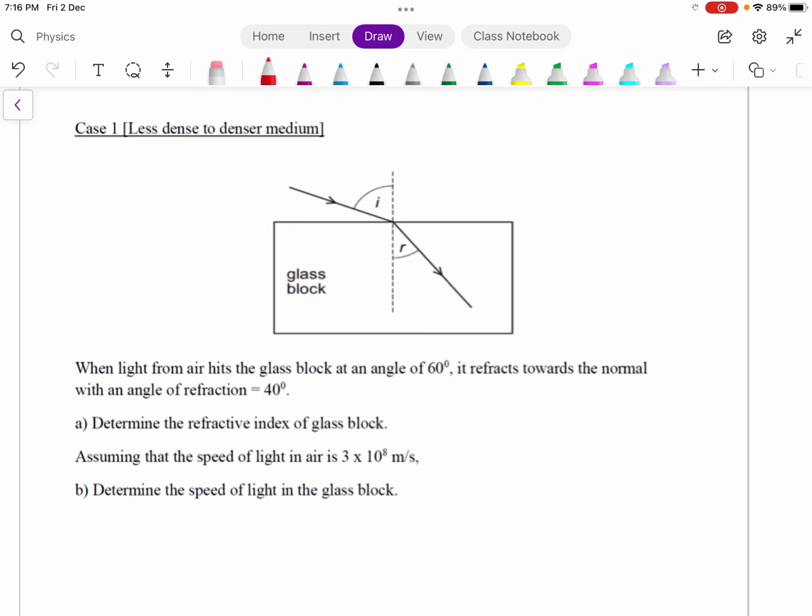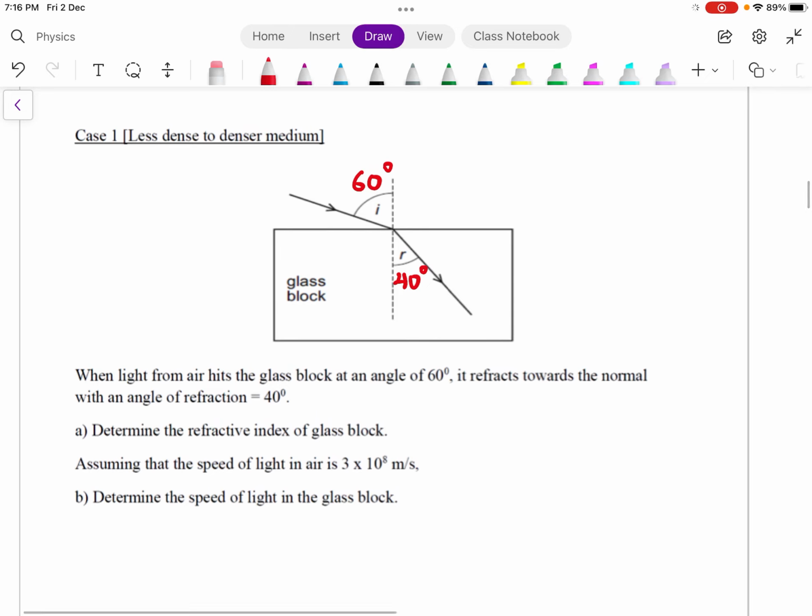Let's go through case number 1, where we have light traveling in the air and then entering the glass block. Let's see what the question wants. When light from air hits the glass block at an angle of 60 degrees, this is our angle of incidence. It refracts towards the normal with an angle of refraction of 40 degrees. Determine the refractive index of the glass block.